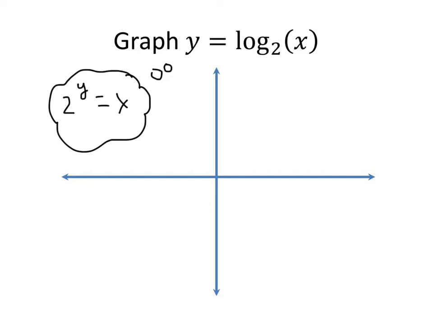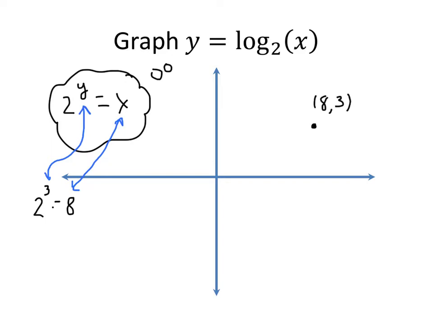So if we can think of a pair of numbers, x and y, so that 2 to the y equals x, then that gives us a point that we can plot on this graph. For example, 2 cubed is 8. So that means that we can plot the point (8, 3). Notice that the 8 corresponds to the x, and the 3 corresponds to the y. So we plot the point (8, 3) on our graph, which is going to be right around here somewhere.